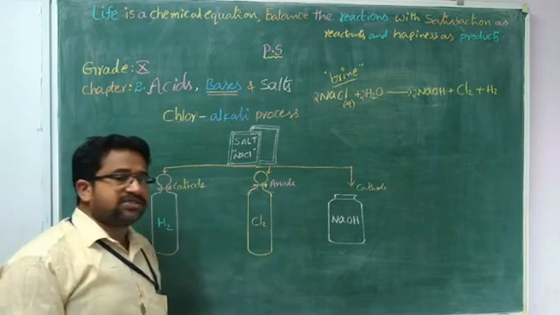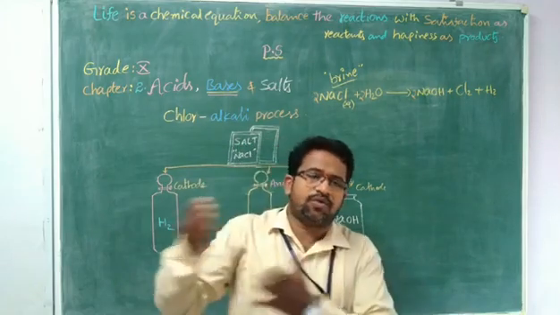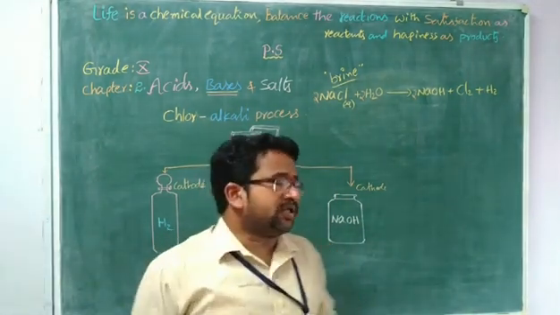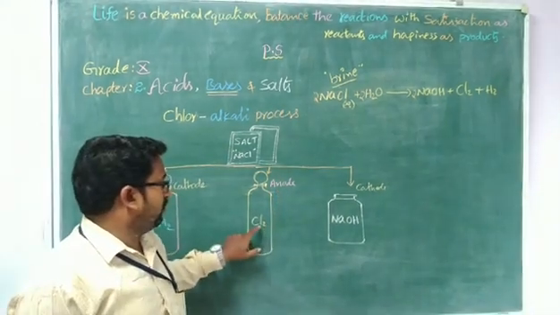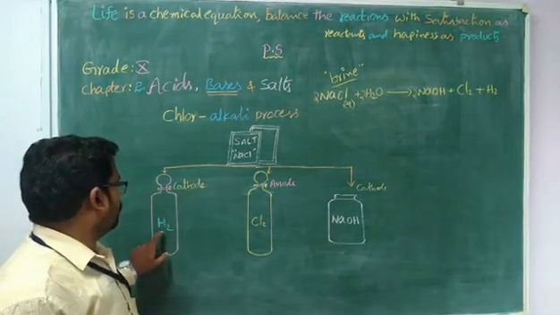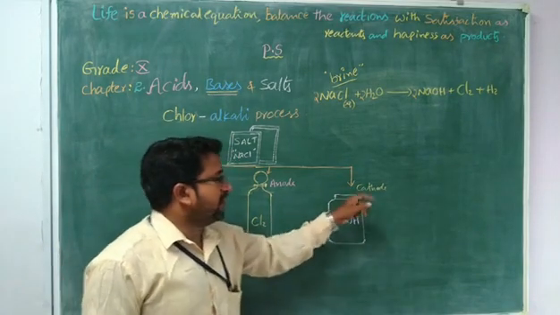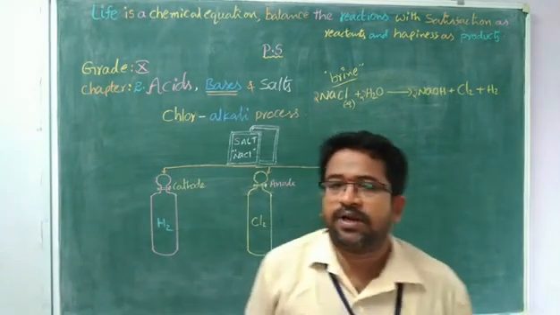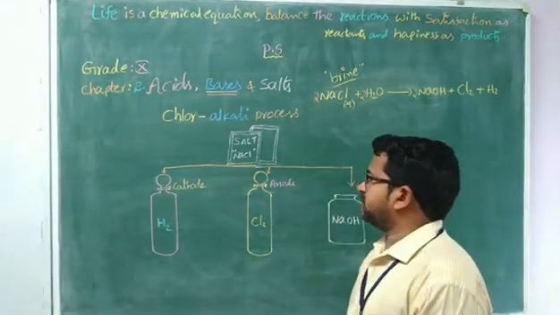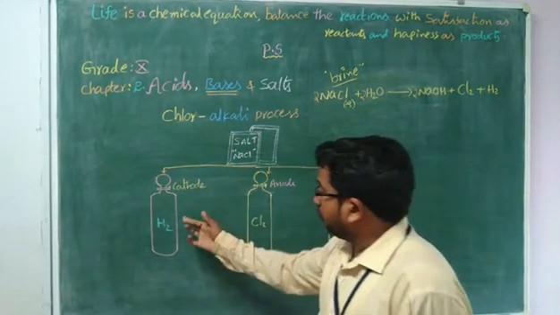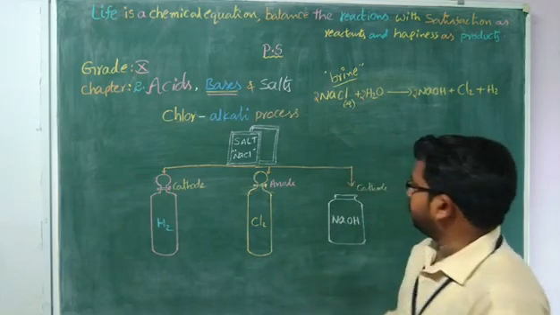In this electrolysis, of course, cathode and anode will be there. One negative electrode, one positive electrode. At the anode you will get chlorine. At the cathode you will get hydrogen, and very near to that you will get sodium hydroxide also. So it is a very useful process, because here you are getting hydrogen, chlorine and sodium hydroxide.